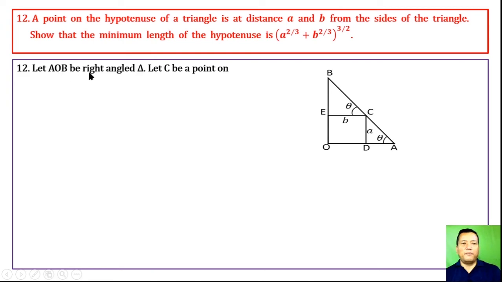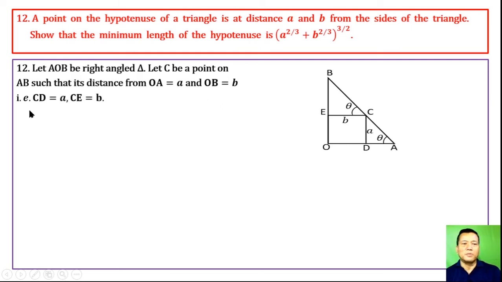Let AOB be a right angle triangle. Let C be a point on AB such that its distance from OA equal to small a and from OB equal to small b. That is, CD is equal to a and CE is equal to b. Let angle OAB equal to theta, which is equal to angle ECB, which is also theta. Then AC is equal to a cosec theta, BC is equal to b sec theta.